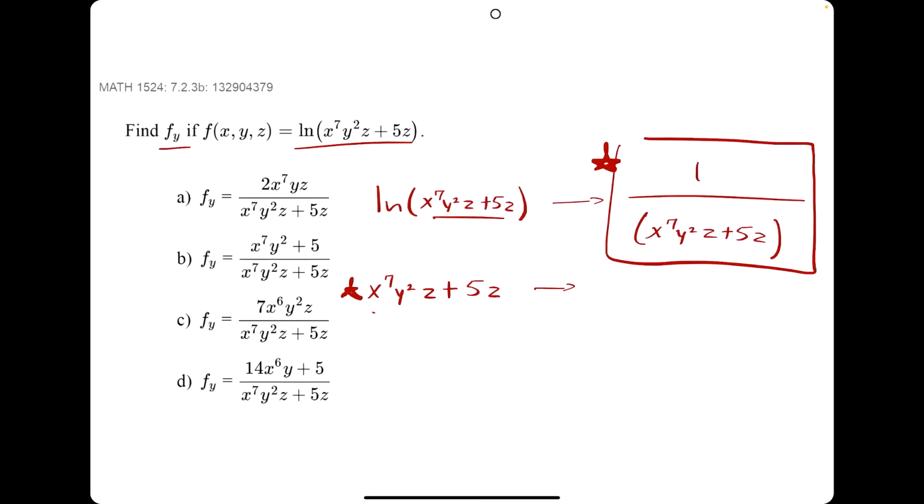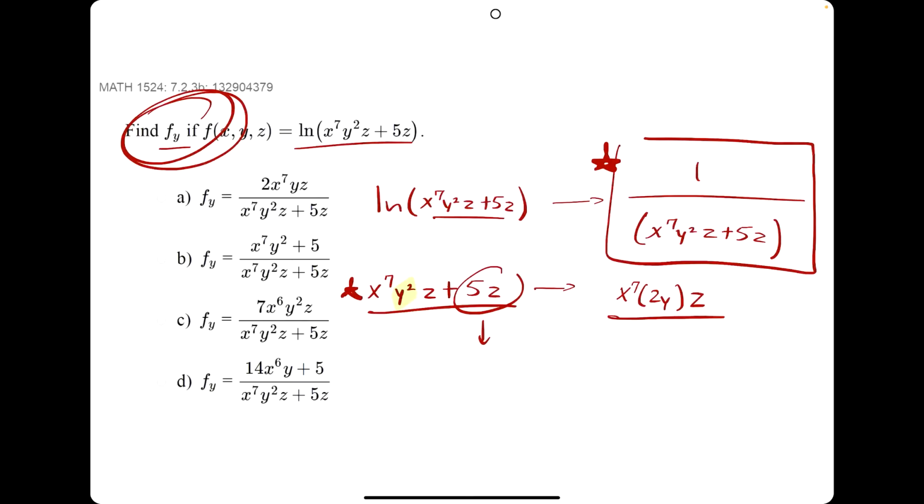Now let's find the derivative of the inside layer with respect to y, because we're looking for Fy. So what we do, we identify the y term, that's just y squared. We take the derivative of that and we get 2y, but any terms that were attached to it will stay attached to it. So we have x to the 7th times 2y times z, and then because we're taking the derivative with respect to y, any term that does not have y will have a derivative of 0 because it's treated as a constant. And so this is our derivative of the inside.